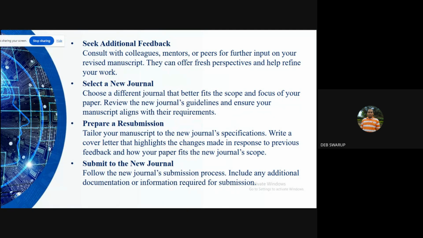Now, when your paper gets rejected one or two times, it's better to consult different colleagues, mentors, or your guides. They'll give you a better perspective on your paper, on the journal you are targeting, and on whether the writing style fits that journal or not.